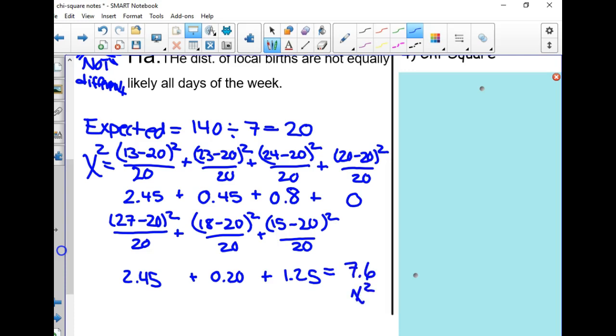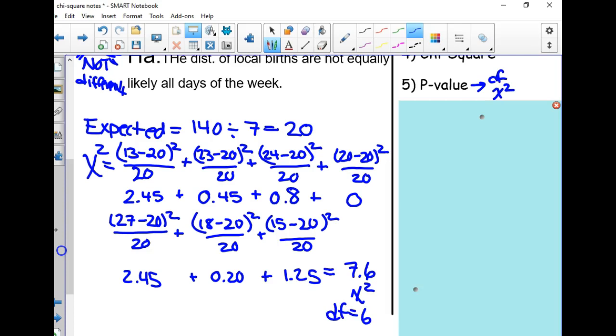Okay, our chi-squared is 7.6, so that's the most tedious part. Once you're over that, it's kind of all downhill. We need to get our p-value. Remember with your p-value, you need your degrees of freedom and your chi-squared. So let's practice that again. What is our degrees of freedom? Number of categories minus 1. So our degrees of freedom are 6.